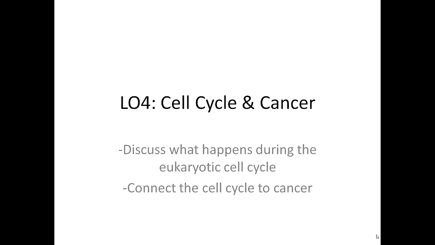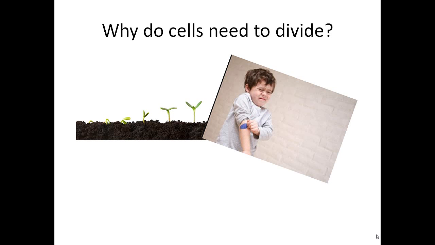Before we get into the actual steps of mitosis and meiosis, we're going to look at the cell cycle in general and how that relates especially to cancer, which is something that touches just about everybody's life. We're going to discuss what happens during the eukaryotic cell cycle, so we're done discussing prokaryotes, bacteria, and then connect this to cancer. As a reminder, why do cells need to divide? Two reasons. We need growth and repair.